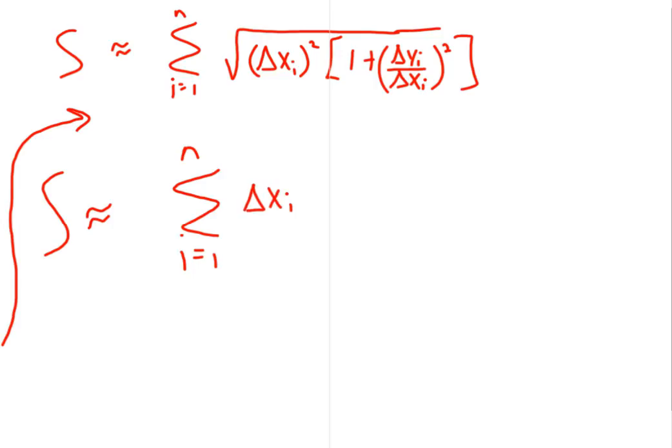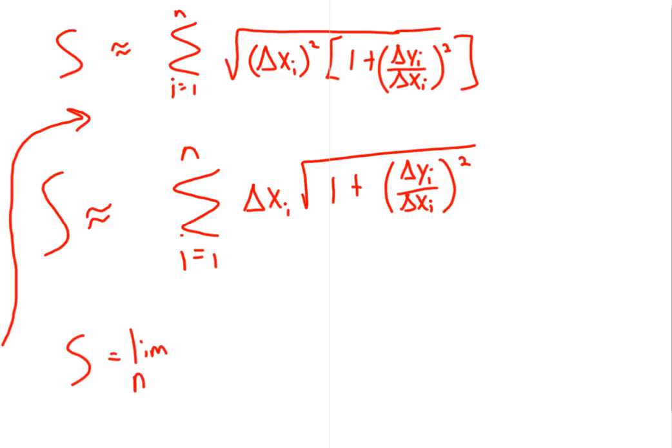Zooming in here, if you remember, the property of square roots is that if you have the square root of two things multiplied together, you can split them up and say the square root of the first thing times the square root of the second thing. And the square root of delta x sub i squared is just going to be delta x sub i, so that it reduces nicely. And then we have, obviously left over here, the square root of 1 plus that quantity.